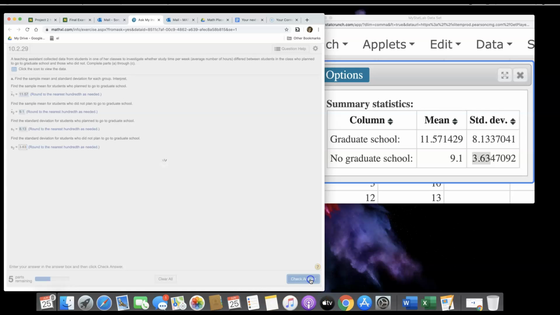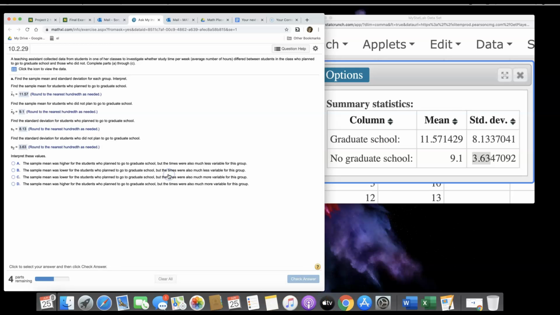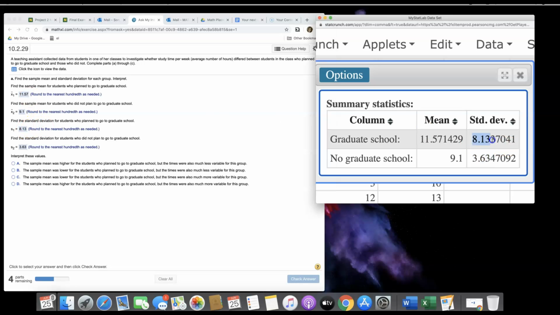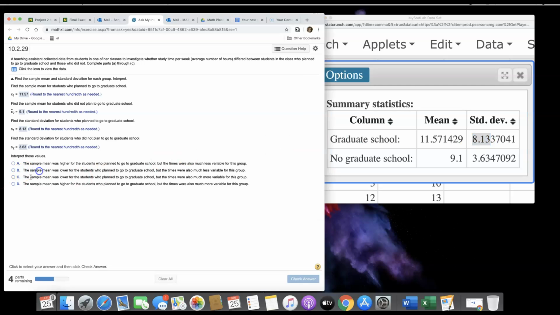So what we can say is that, interpreting the value now, the sample mean was higher, right, for the people who are planning to go to graduate school. But as you can see, their standard deviation was also higher. So that means that there's more variation over there. So let me see which one is saying that. Sample mean was higher for students who plan to go to graduate school.